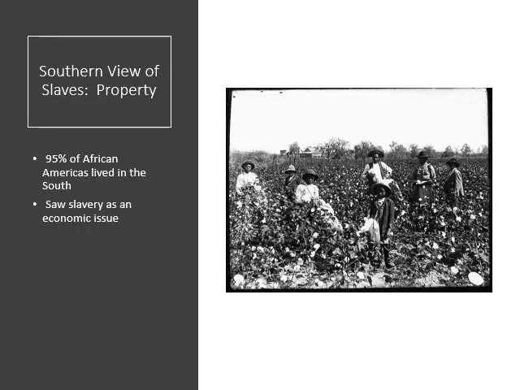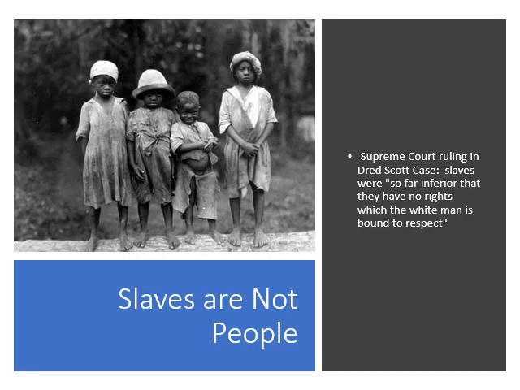The Southern view of slaves was really as property. 95% of African Americans lived in the South, so only 5% of African Americans lived in the North. A majority of these African Americans were slaves. And as we saw how important they were, how much they were worth, slavery was an economic issue for many people in the South. It was their way of life. It was actually ruled that slaves are not people. This was ruled by the Supreme Court of the United States in the Dred Scott case.